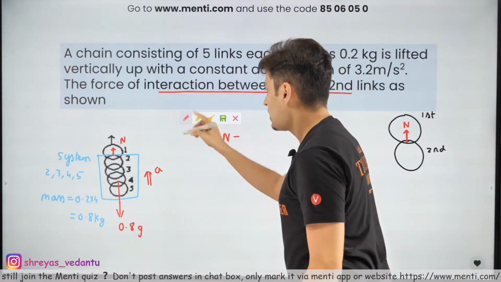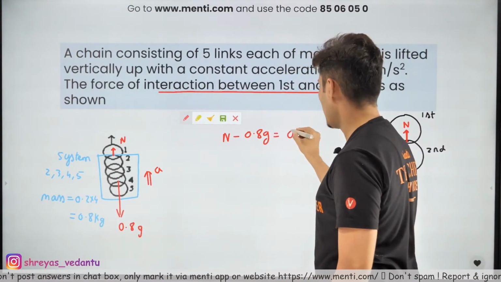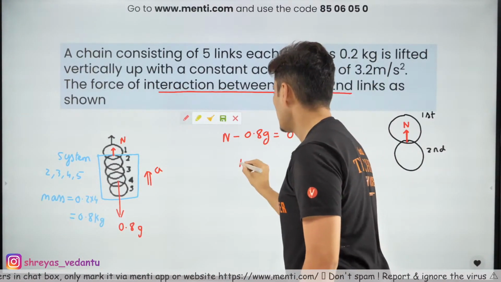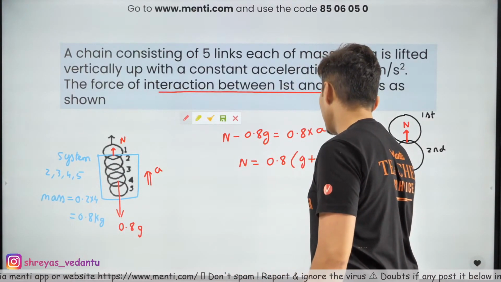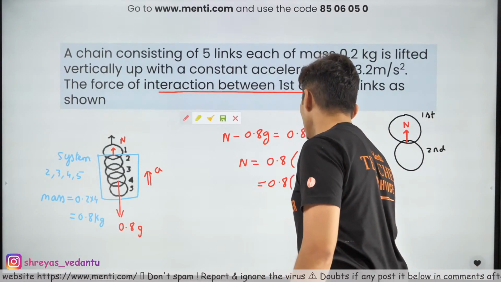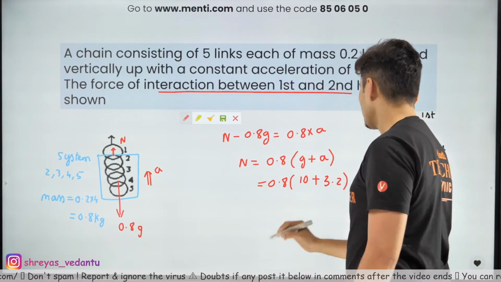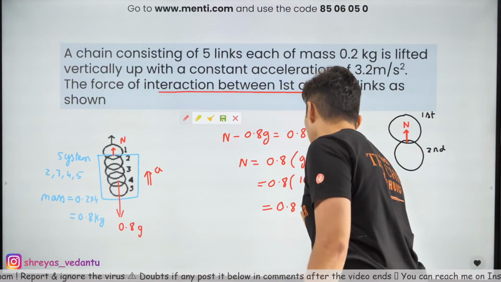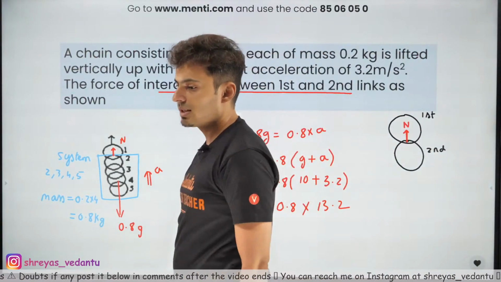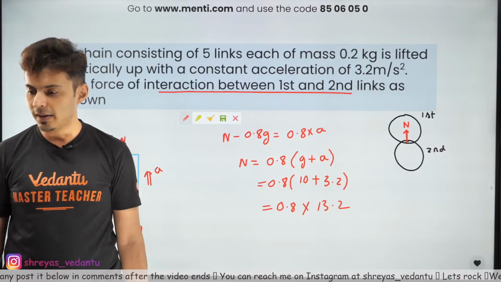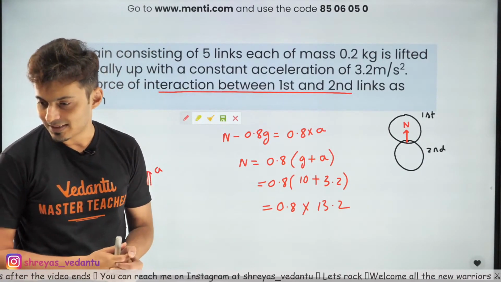Now that's it, the problem is over. Just write this equation: bigger force minus smaller force is equal to mass, which is 0.8, into acceleration. So normal is equal to 0.8 into g plus a. So that's it. It is 0.8 into g is 10, and acceleration is 3.2. So it will be nothing but 0.8 multiplied by 13.2. Now check the answer, guys. What is the answer finally coming out to be? Yeah, now did you get it as 10.56?